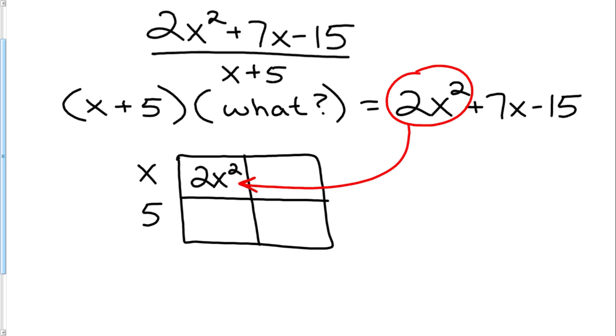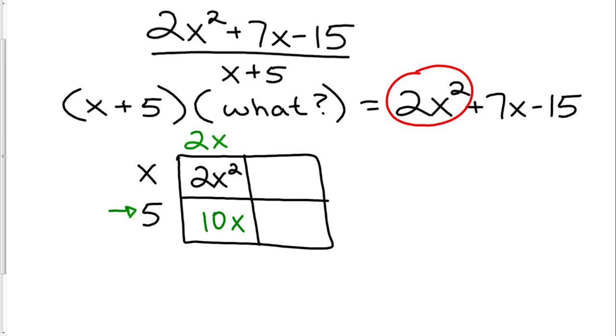And so now we can say x times what gives us 2x squared. The answer would be 2x. 2x times x gives us 2x squared. And then multiply back with the bottom one. So 2x and 5 gives us 10x.